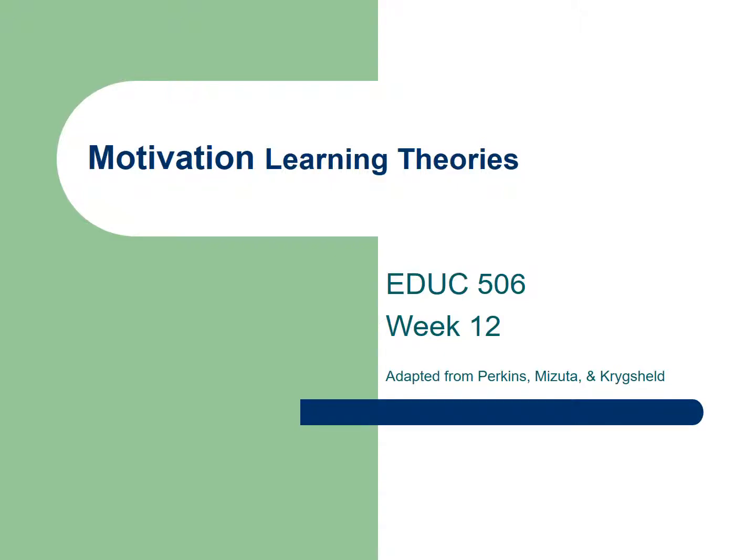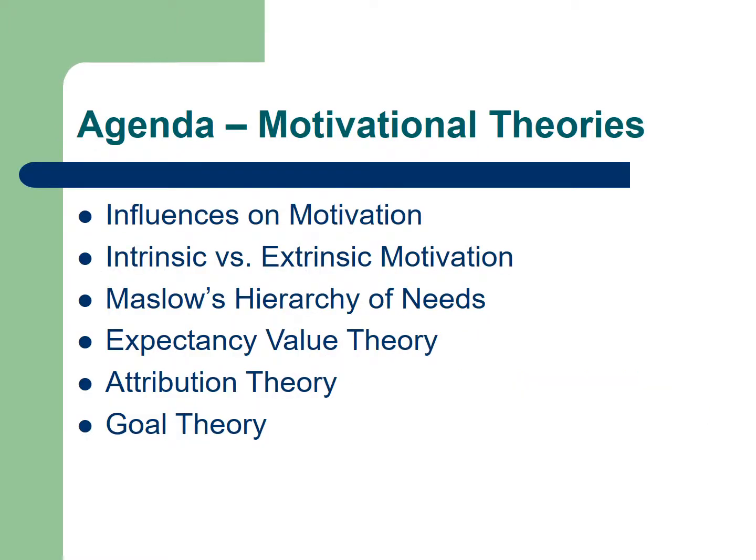This week we'll be discussing motivational learning theories, or theories designed to provide you with strategies to motivate unmotivated students in class. Specifically, we'll be talking about influences on motivation, two different kinds of motivation, intrinsic versus extrinsic, and several theories: Maslow's hierarchy of needs, expectancy value theory, attribution theory, and goal theory. It's important that you understand these theories and their strategies because this will be something required on your certification exams.